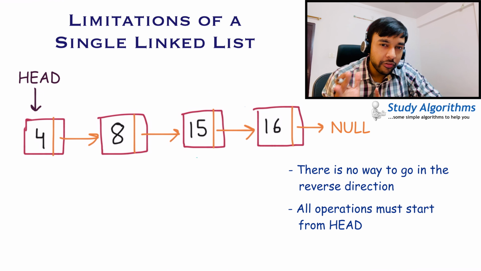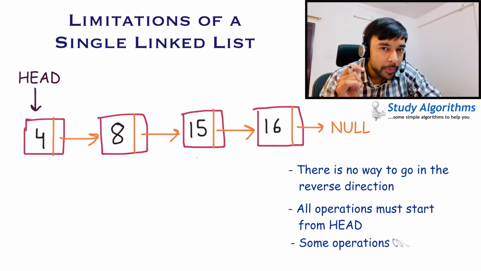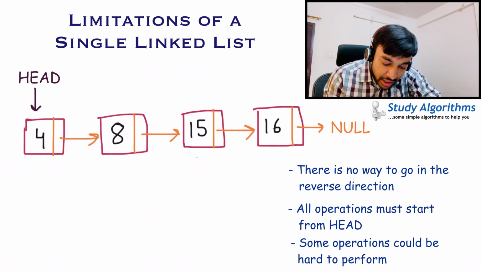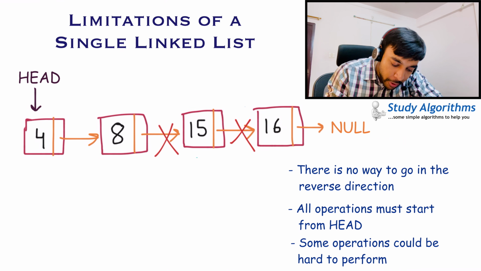Another limitation of this structure is that some operations can be really hard to perform. What if you have to reverse this list? You will have to update all of your pointers, right?